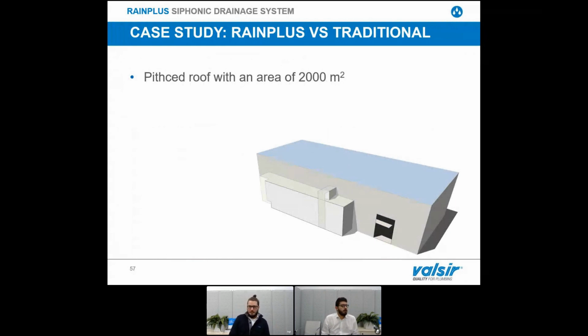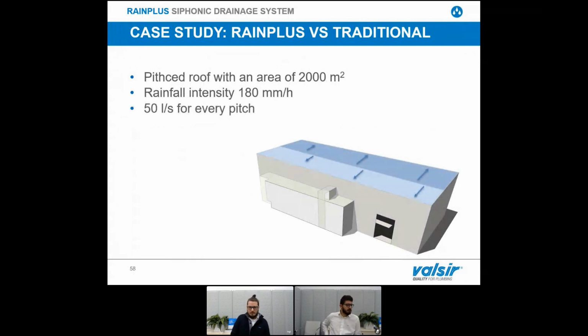I will show you a case study like we did last week with the VBF. This is a project of a warehouse in Korea. It's very useful to make you understand how the Siphonic works and how you can optimize your system. So here you have a warehouse with a pitched roof with an area of 2,000 square meters. The rainfall intensity is 180 millimeters per hour, so quite standard. And the pitched roof is divided in two pitches with 50 liters for every pitch. So it's a very easy project to understand, also with easy numbers, and it can easily explain the difference. So Paolo, please.